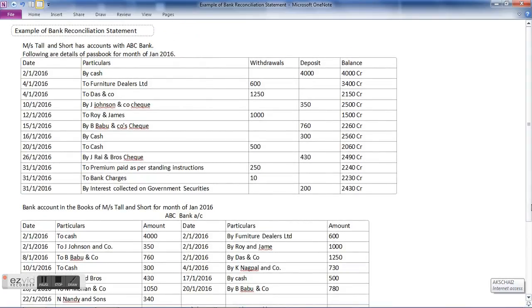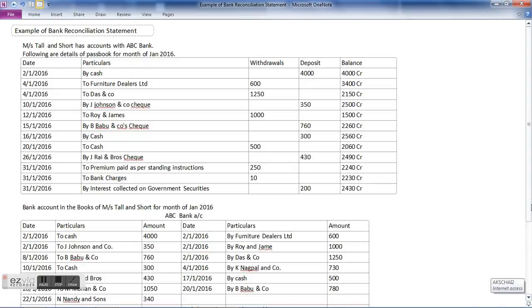Now the bank reconciliation statement will have only those transactions which are either there in the passbook but not there in your bank account, or which are there in your bank account but not there in your passbook. So what we will do is we will find out all the common transactions first. Those common transactions will not be included in your bank reconciliation statement.